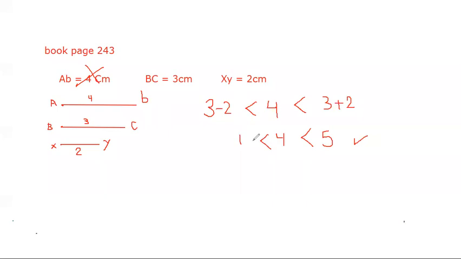Okay, we have another method. What about if the inequality was wrong? If the inequality was wrong, we can't draw the triangle. Okay, you can now use another way.